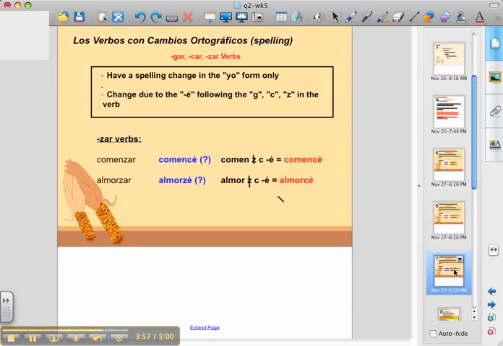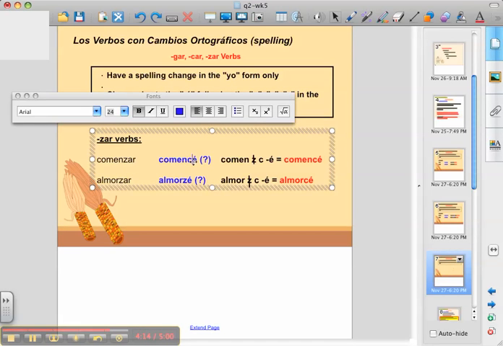Last group of verbs we're going to talk about are those that end in ZAR. You can see we have a few here, comenzar and almorzar. Alright? So let's start with comenzar. Again, normally, we would drop the AR off, and we would have this word, comenzé. Alright? Now, to be real honest with you, and I told my classes this as well, I don't honestly know why we're swapping out a letter here, because the sound is going to end up being the same.